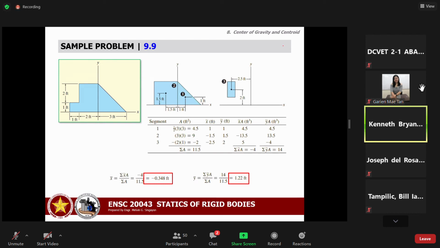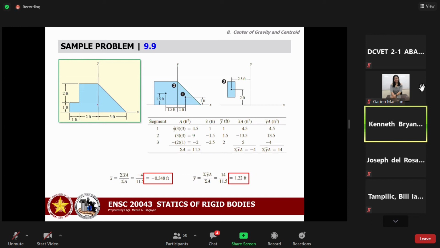Sir, segment 2 po? Yes po, what's the problem with segment 2? Can you repeat, what do you mean? The area? This one? And the x curl and y curl?